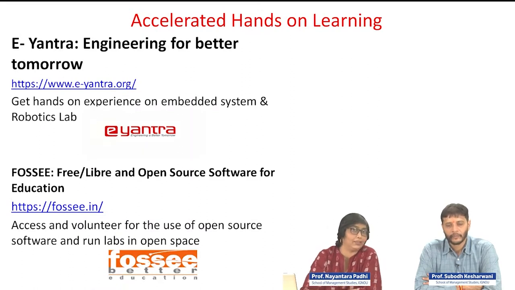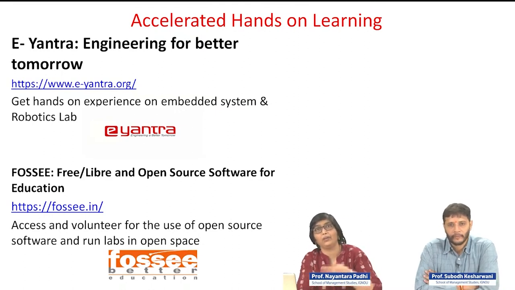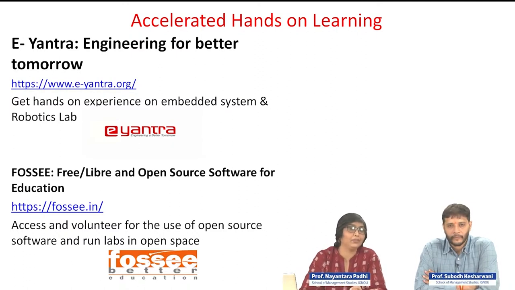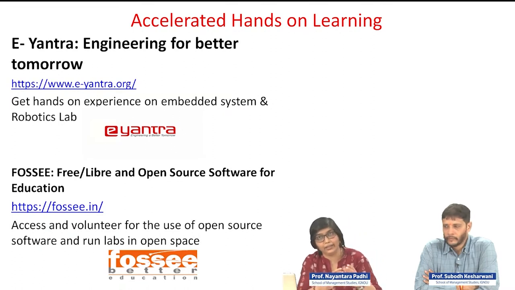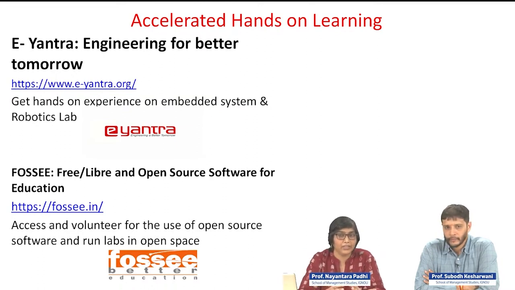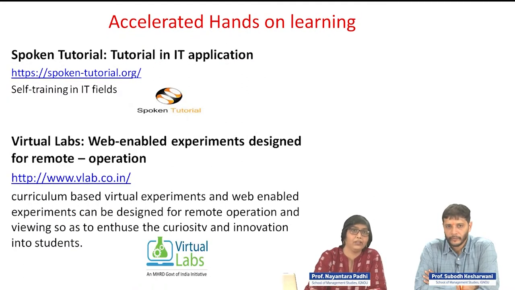Then these are very new things in technology enabled learning for how to do practicals, especially for our engineering, technology, science students. There is one e-Yantra where there is hands-on experience for doing practical classes. This has really helped students during the pandemic for doing the online practical sessions. Then FOSSEE is a free open source software for creating a real-time lab kind of situation, which is an open source platform. You can demonstrate your lab activities using this platform. Similarly, there are tutorials for IT applications in Spoken Tutorial. There are Virtual Labs where web-enabled experiments are already posted on the site.